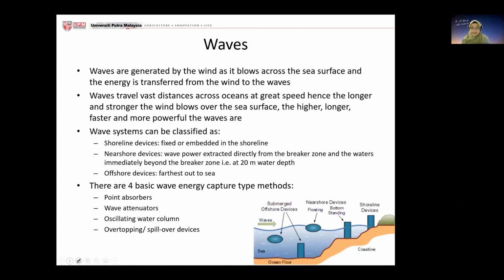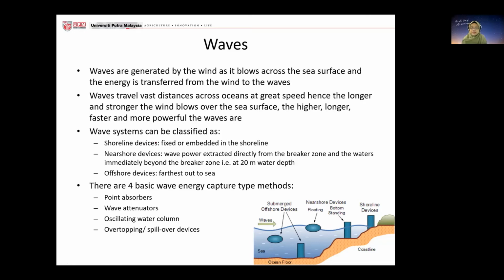So apart from tides, there's also waves. That's wave energy. Waves are generated by the wind as it blows across the sea surface, and the energy is transferred from the wind to the waves. Waves travel vast distances at great speed. So it actually depends on the wind. The longer and stronger the wind blows, the higher, longer, faster, and more powerful the waves are, right?